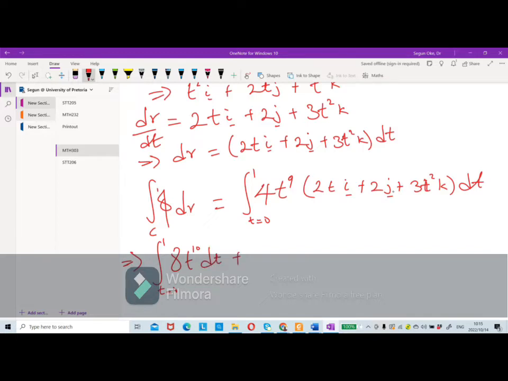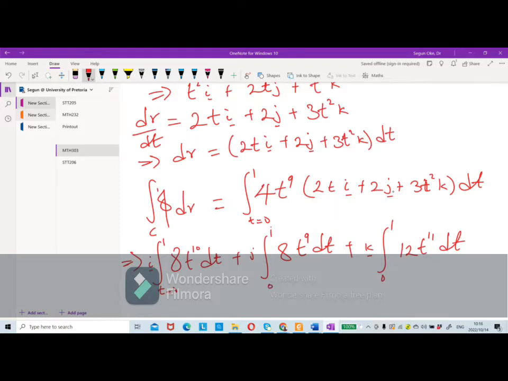dt plus, let's say i is here, remember, j is here. Integral of 4 multiplied by 2 again, 8t raised to power 9 dt, plus k, 12t raised to power 11. Don't forget your limits, 0 to 1.